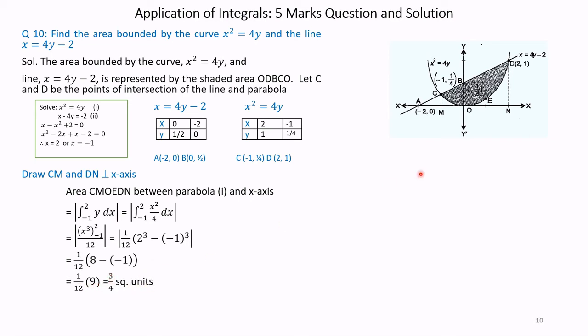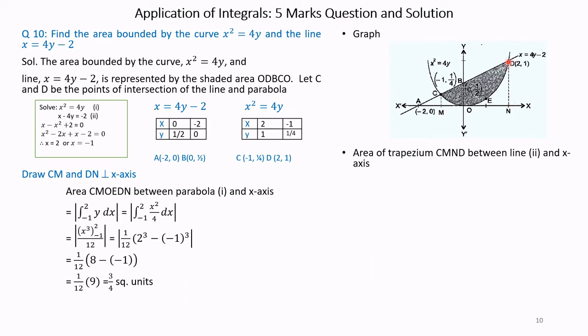That is the region CMOEDN. This region outside the shaded portion is 3 by 4 square units. Now we will calculate the area CMDN between the line, the equation of the line, and the x-axis, the whole trapezium. This is a trapezium. So we are taking C, M, N, and D.